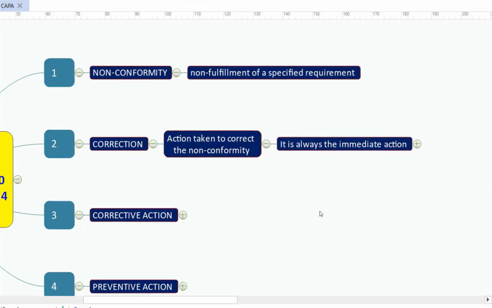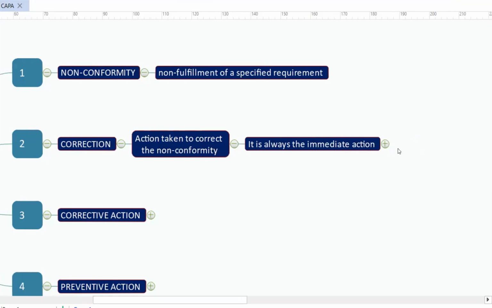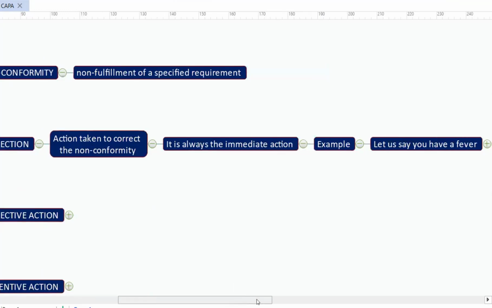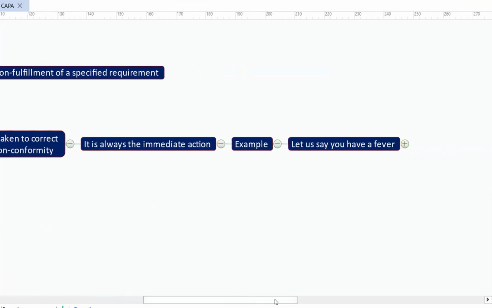So it is always the immediate action. The correction is always going to be immediate action. And I think we'll also take some of the examples onto it. And here is the first example. Let us say you have a fever, isn't it? You have a fever.